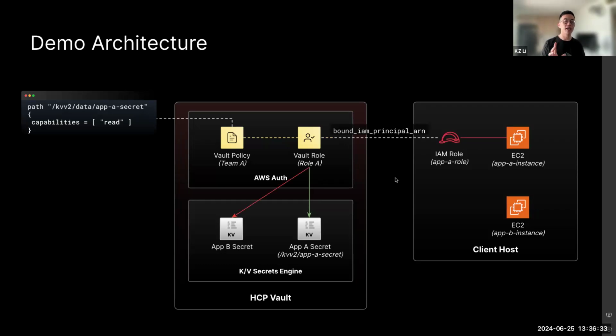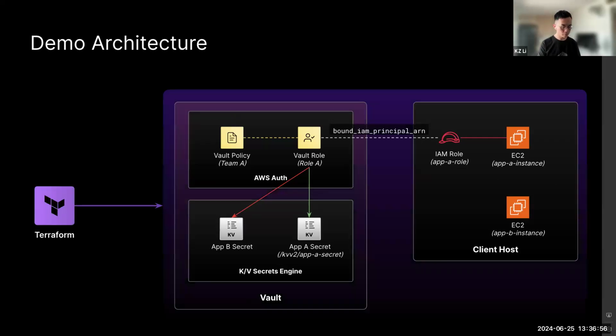Once the two environments have been set up, we then bind this IAM role to the Vault role. This allows the App A instance to authenticate to Vault as role A, providing it with the permission needed to read from the App A secret. And because the policy only allows access to the App A secret, any attempts to read the App B secret will be denied.